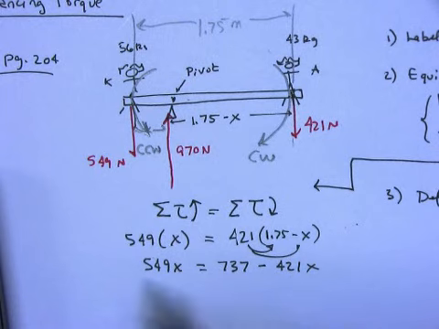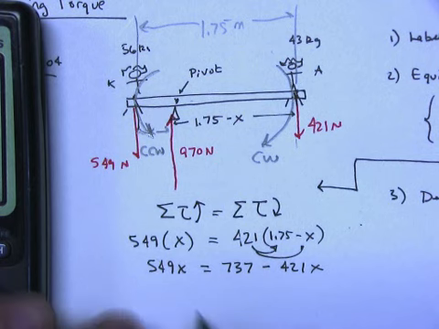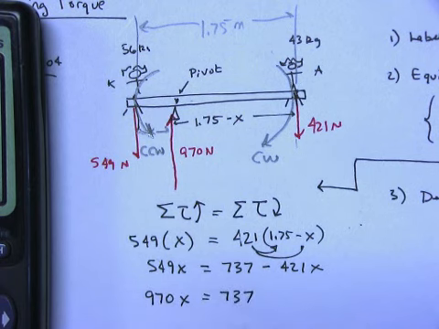So now I'm going to add the 421. So 549 plus 421, I get 970x equals 737. So x equals 737 divided by 970. And that's 0.76.